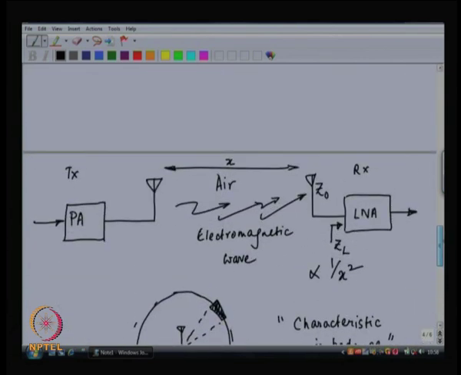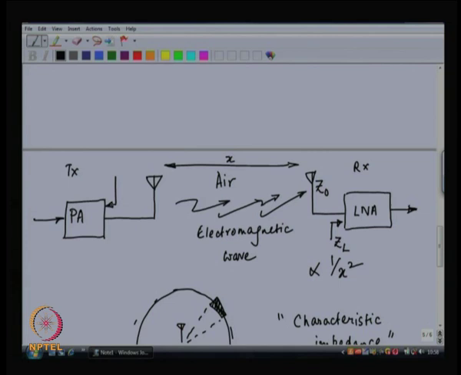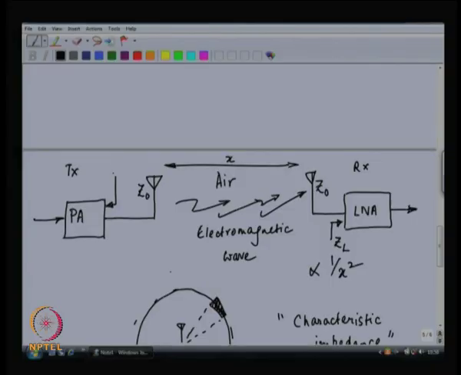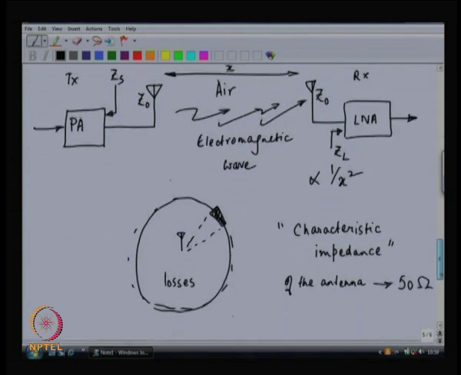This means that the output impedance of the power amplifier is the source resistance. The Thevenin equivalent of the power amplifier is a voltage source in series with a source resistance. So, that is the output impedance of the power amplifier, and that has to be matched to the characteristic impedance of the antenna. That will stop echoes being allowed at the output of the power amplifier.